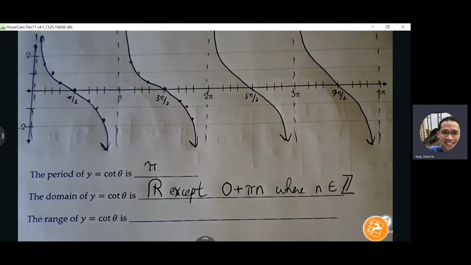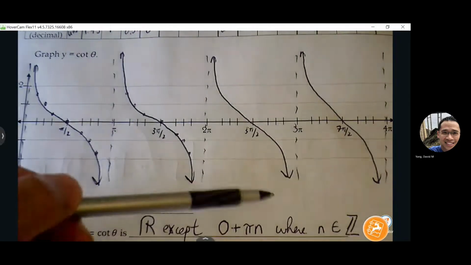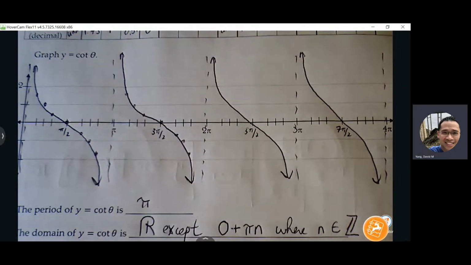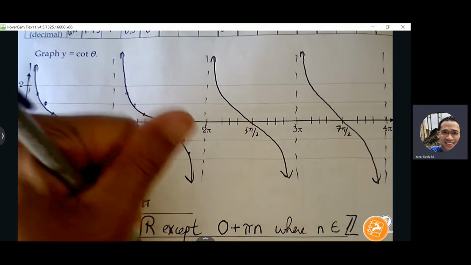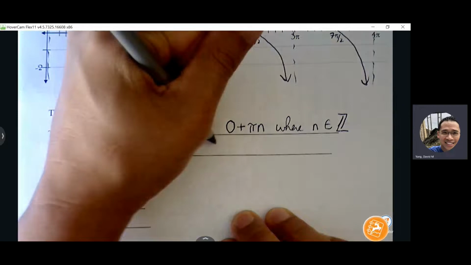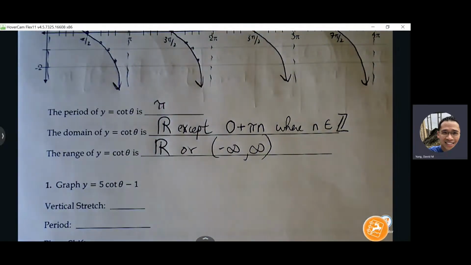Okay, range. What do you think range is? Right, there's no break, right? It's not like the cosecant and secant where we have to do negative infinity to negative 1 and then from 1 to infinity. Here, there are no breaks at all. And it's also not like sine and cosine where it's just jumping between negative 1 and 1. It covers all real numbers. So you can say all real numbers. You can write that notation, or you can write it like interval notation. Either one's fine. They both mean all real numbers.